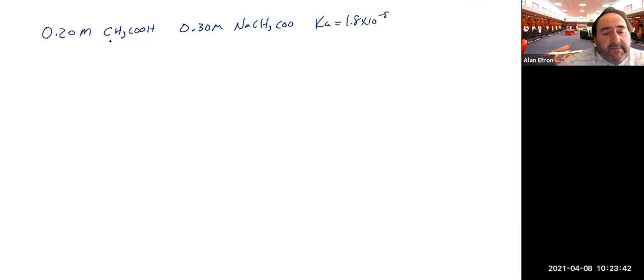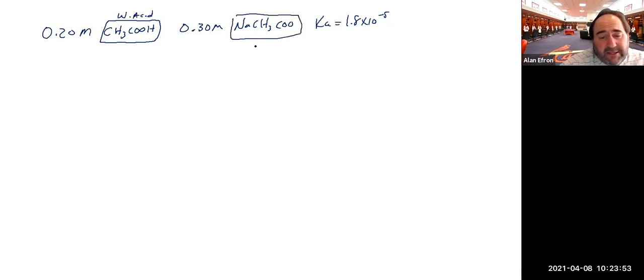Again, the recognition part here that lets you know you can use the Henderson-Hasselbalch equation is that this is a weak acid, and this is essentially its conjugate base. And that's really a buffer situation. That automatically tells you, hey, I could use my Henderson-Hasselbalch equation, which is this.